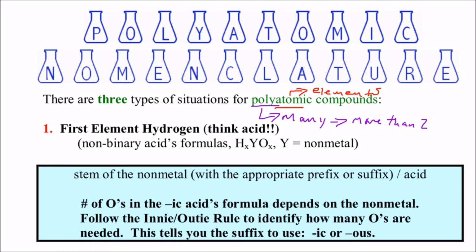Okay? So here's the rule on how to name a polyatomic acid. You're going to say the stem of the nonmetal. Okay, now this is different from binary acids. In a binary acid, we said hydro first, but in a polyatomic acid, we say the stem of the nonmetal. So that's this thing right here in the middle. All right. We will include an appropriate prefix or suffix and then the word acid.